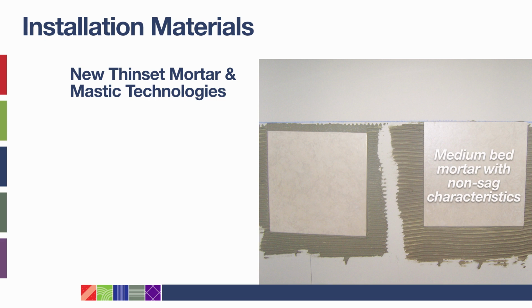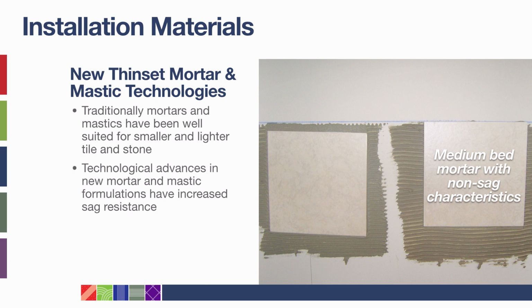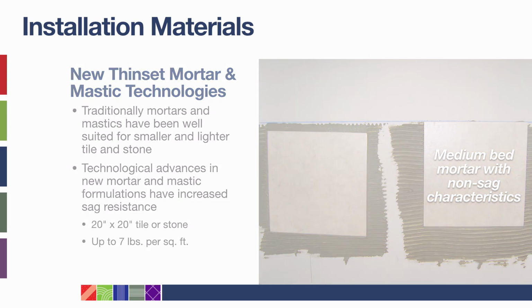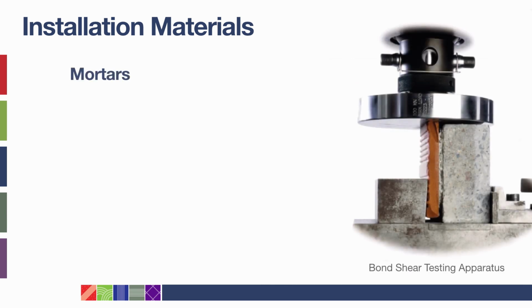Earlier, we discussed how advances in technology have allowed for larger tile. Similarly, advances in mortar and mastic technologies have aided in the installation of these larger tile. Traditionally, mortars and mastics have been best suited for smaller, lighter tile and stone. Heavier, large-format tile and stone would have sagged or slumped during installation. Now, new thin-set mortar and mastic technologies have sag and slump resistance when used with tile and stone as large as 20 inches by 20 inches, weighing up to 7 pounds per square foot. Although both mastics and mortar have evolved with new technology, certain situations call for mortar rather than mastics.